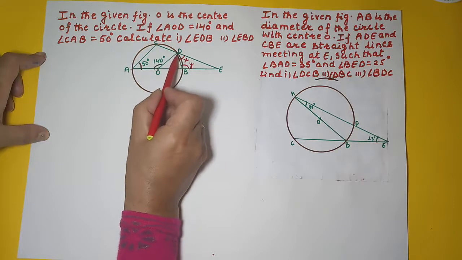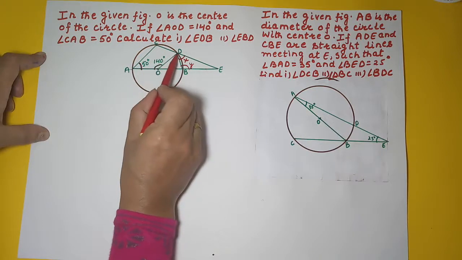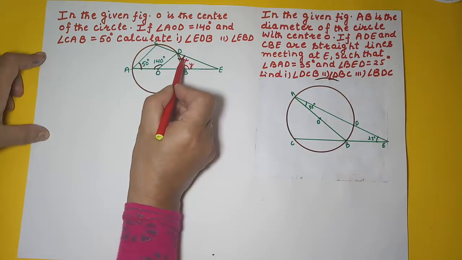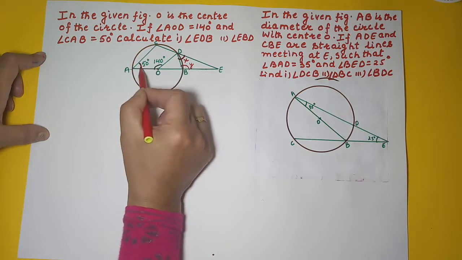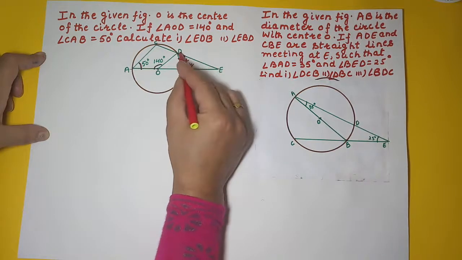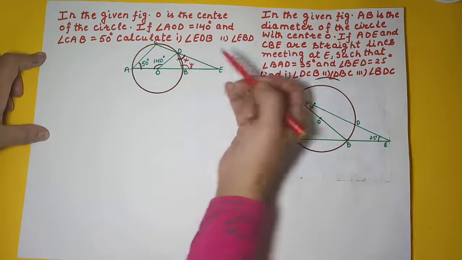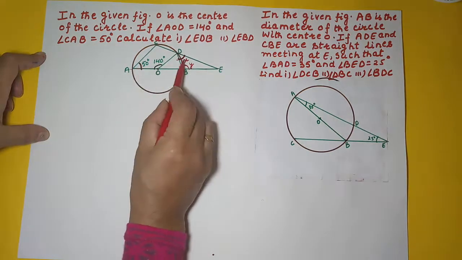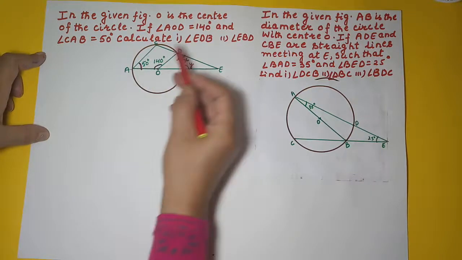So, this is the exterior angle of the cyclic quadrilateral because this is a straight line. So angle X is the exterior angle of the cyclic quadrilateral. So which is its interior opposite angle? 50 degree. So directly you can write that angle EDB is 50. Why? Because it's the exterior angle of the cyclic quadrilateral ABDC, whose interior opposite angle is 50. Fine. So you got this first part.